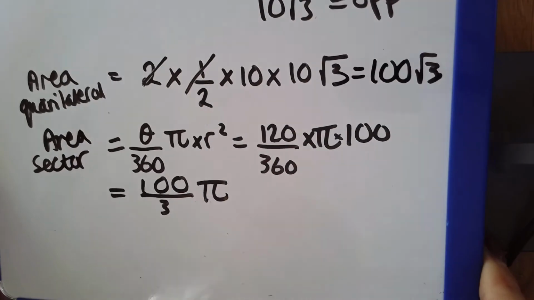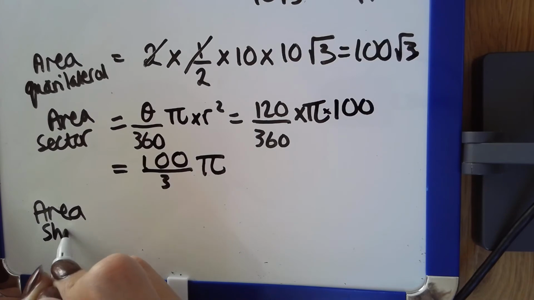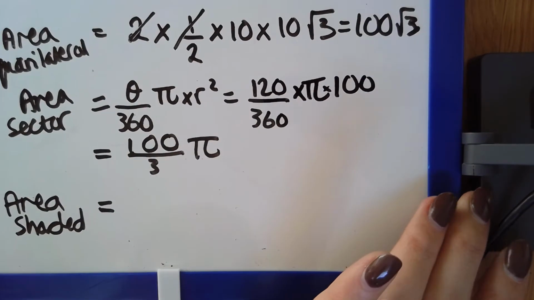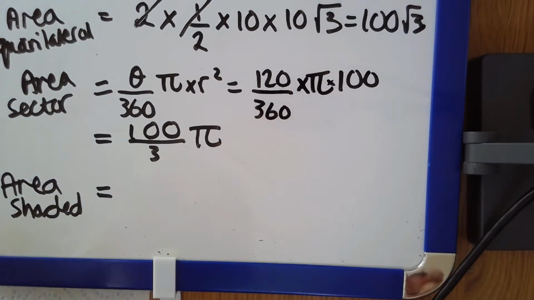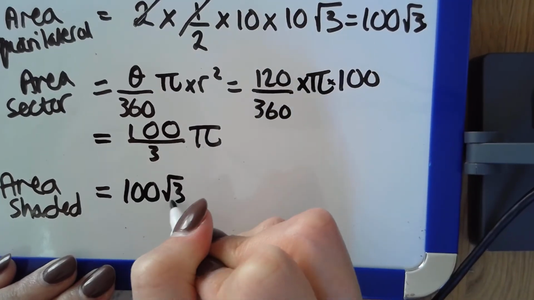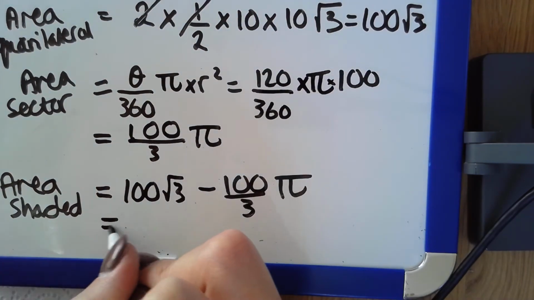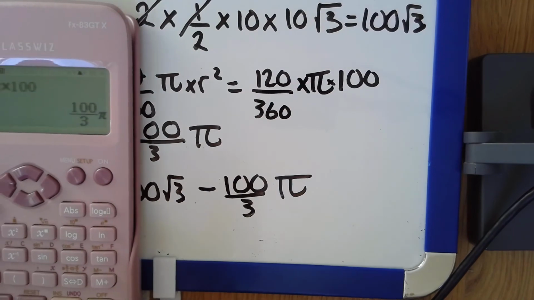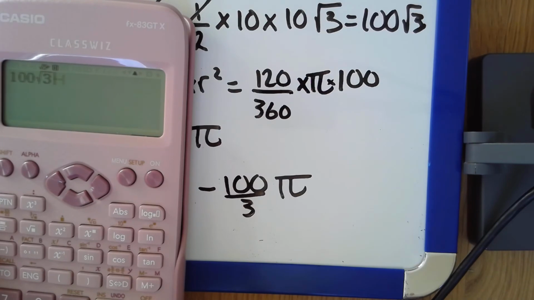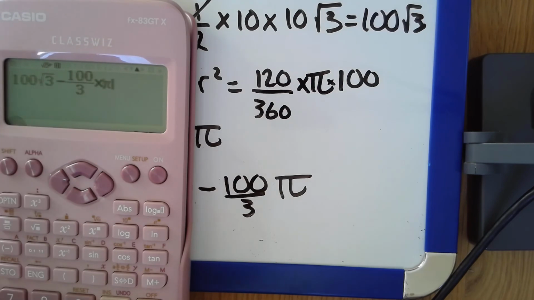To find that shaded area, which is actually what I need, it's asked us for 3 significant figures. So the area of the shaded part is the total quadrilateral, 100 root 3, take away the area of the sector, 100 over 3 pi. Type that in my calculator: 100 lots of root 3, take away 100 over 3 times pi.